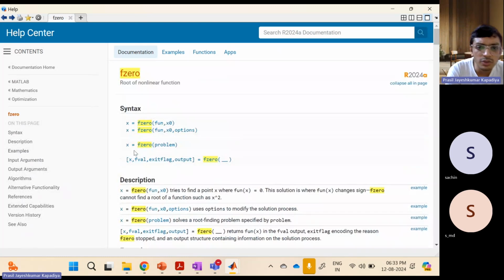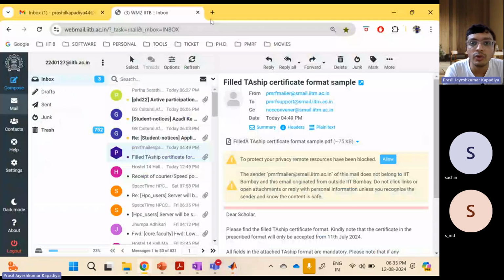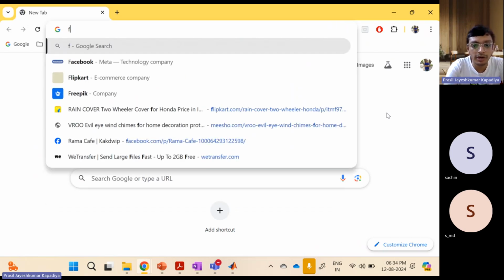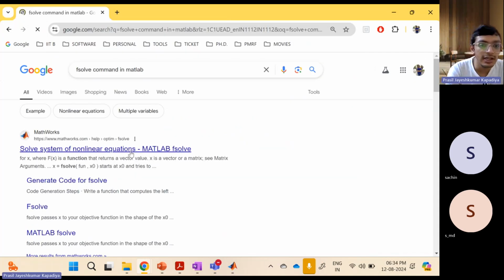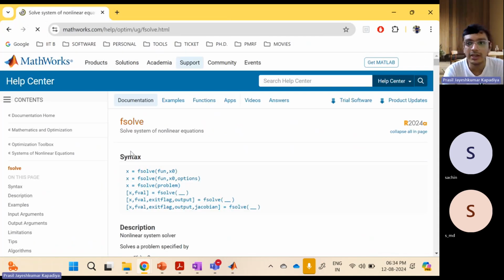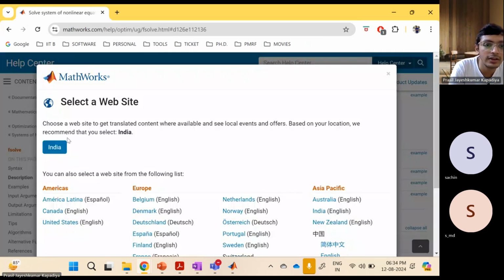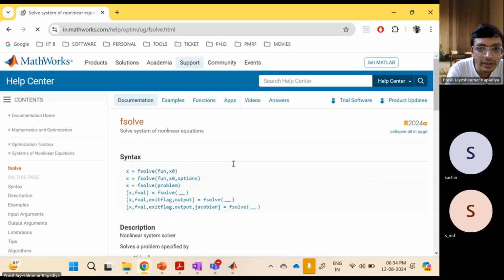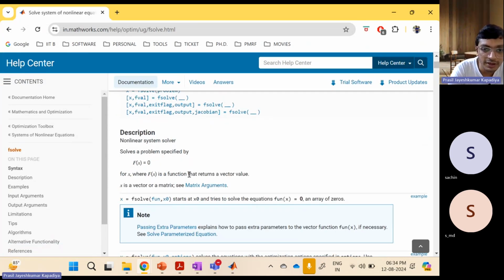Let's check about the fsolve command. Control N. fsolve command in MATLAB. If we see here, fsolve, I don't know why it was not showing in the documentation directory, but here it's showing. The format is x is equal to fsolve, function comma x0. It is the same format, correct?